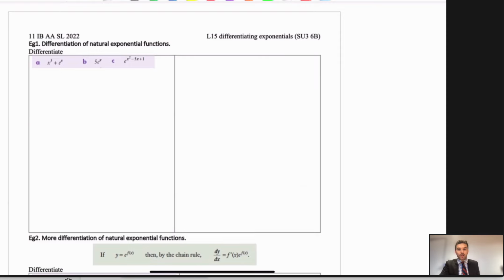Differentiating natural exponential functions. So we know from the last lesson that the exponential function e to the power of something, that was our magic number, that when e happened to be 2.7, then the gradient of the function was the function itself. Okay, so f of x is equal to e to the x. We learnt that the gradient function is also e to the x. Absolutely amazing. So let's differentiate some functions.